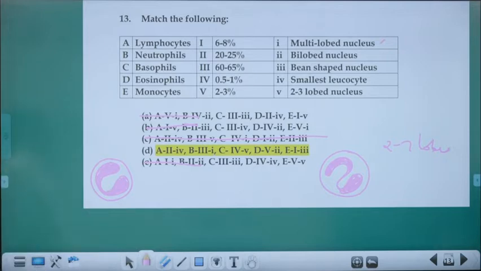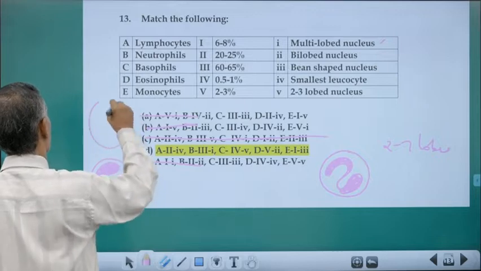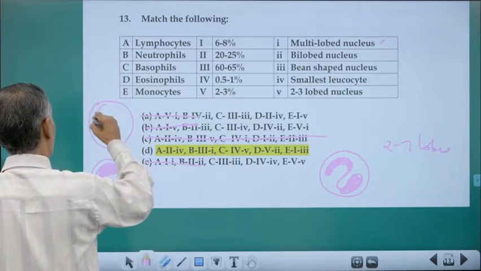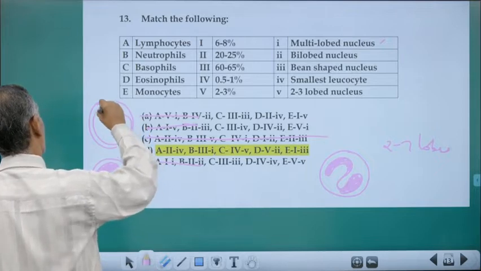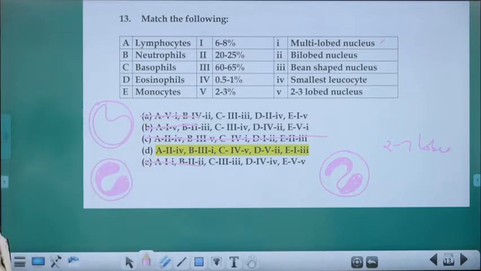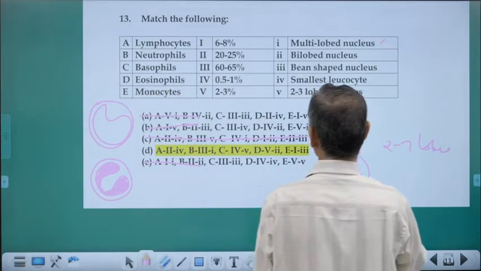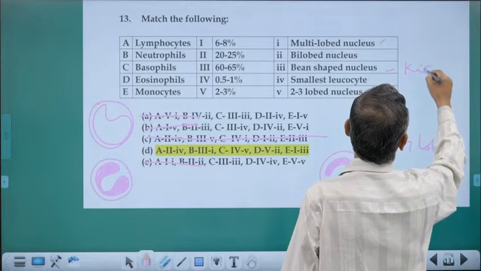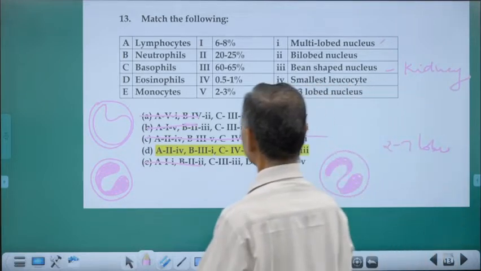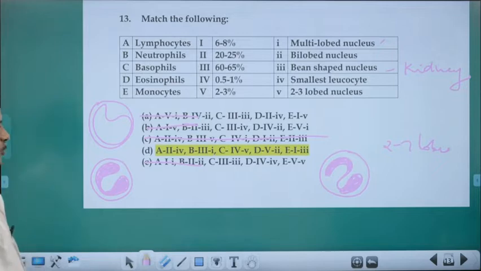Monocytes are the largest in size, 6 to 8%. They have a nucleus which is kidney shaped, and that is the characteristic of monocytes: a bean shaped nucleus or kidney shaped nucleus. It is better called kidney shaped. Kidney shaped or bean shaped. So that is the correct option.